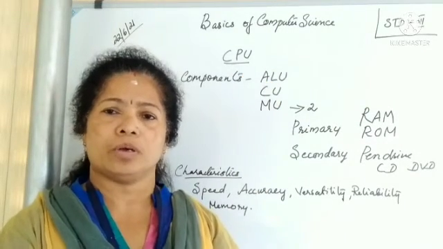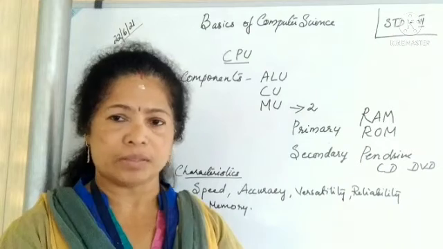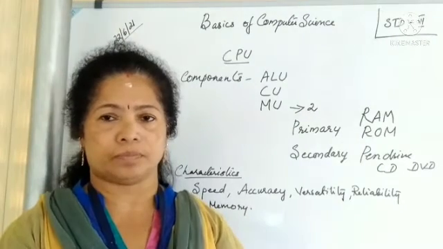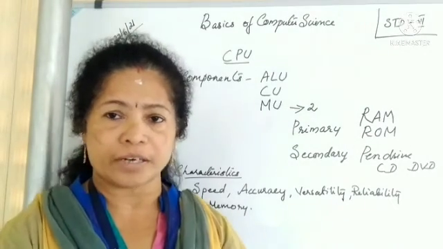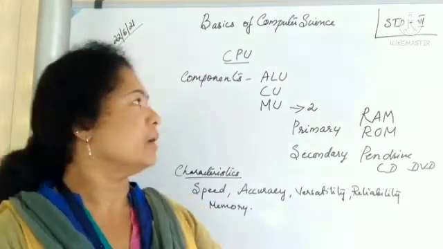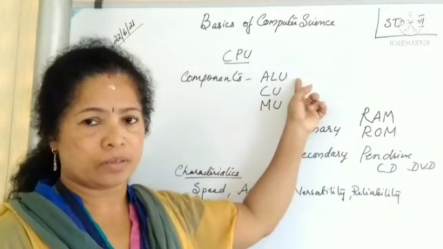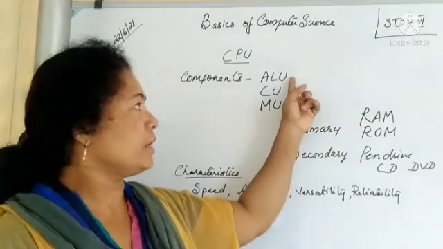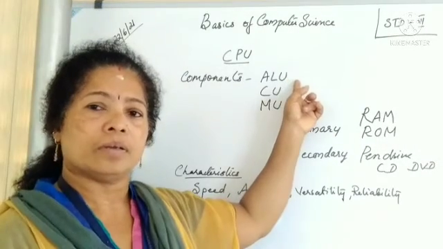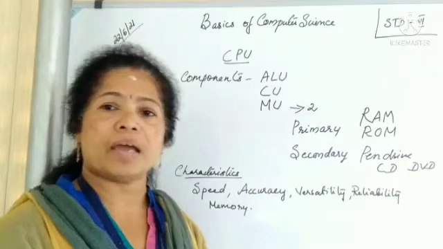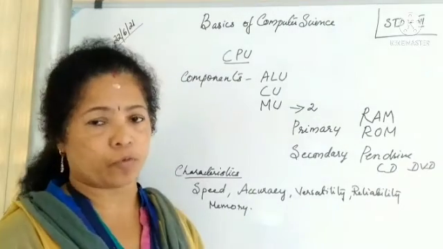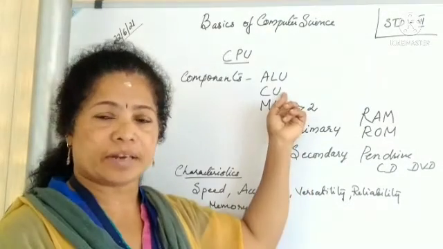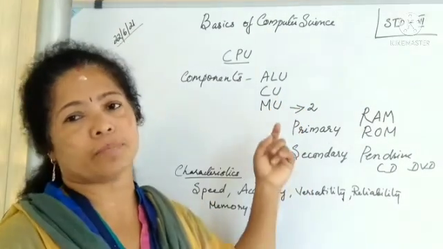What is a CPU? CPU is the brain of the computer, isn't it? And it stands for Central Processing Unit. CPU is divided into three components. What are they? They are arithmetic logic unit, then control unit and memory unit. Arithmetic logic unit performs arithmetic and logic operations, and control unit extracts the instructions from the memory.